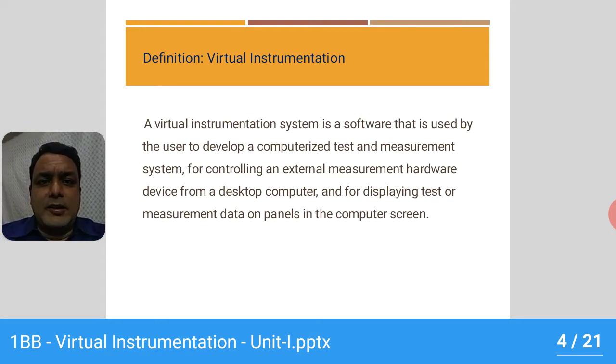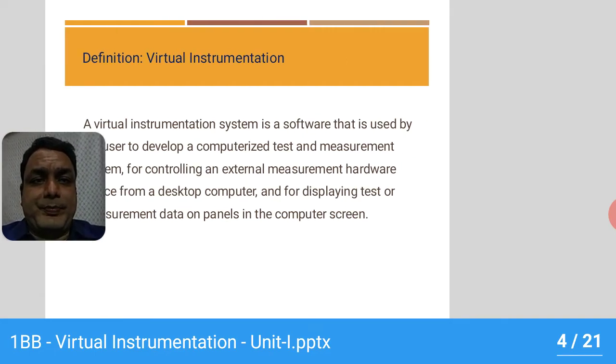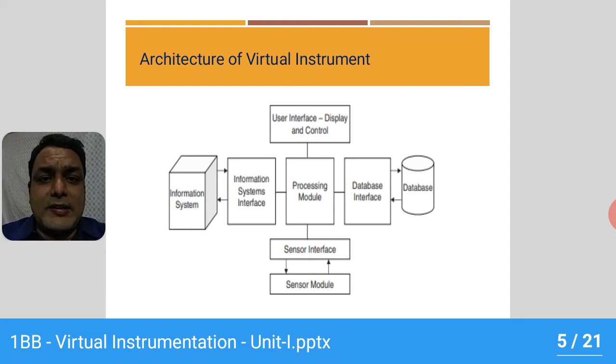That means it is evident that a virtual instrumentation system is software used to develop a computerized test and measurement system for controlling an external measurement hardware device from a computer and for displaying the measurement data on the panels of the computer screen. So, this is an elaborative definition of a virtual instrumentation system. Now, let us see the architecture of a virtual instrument.